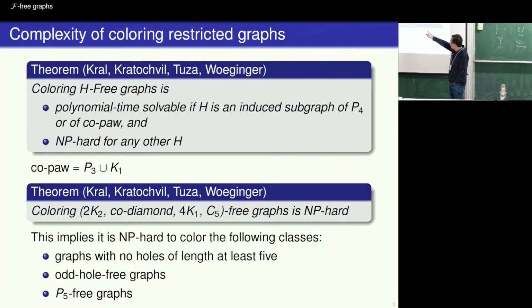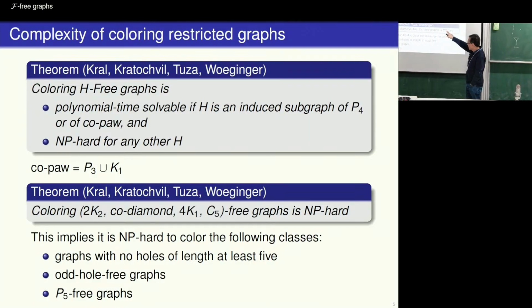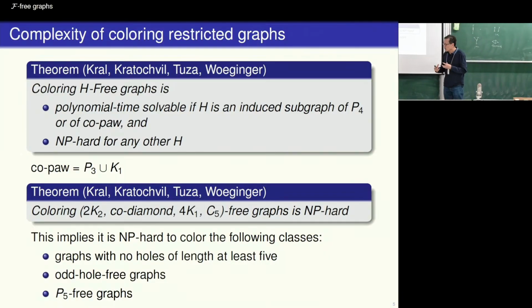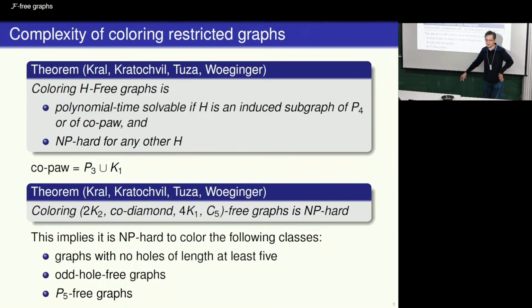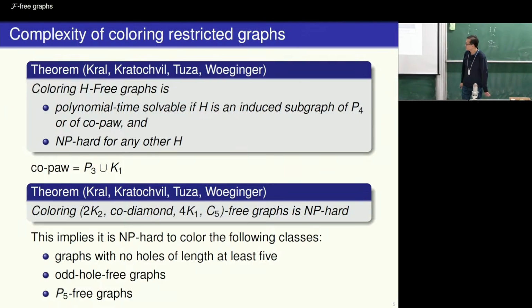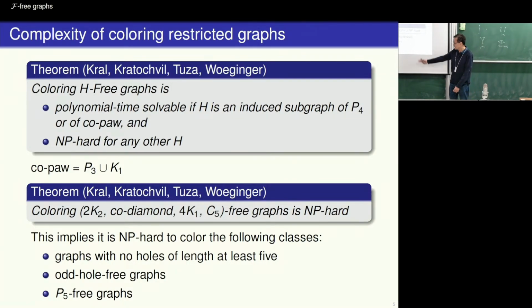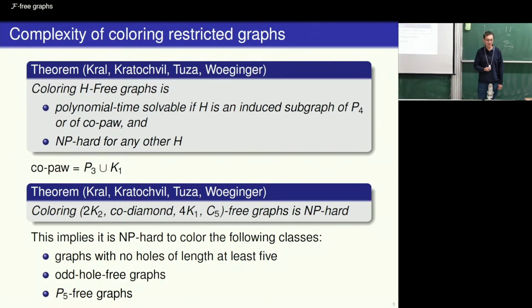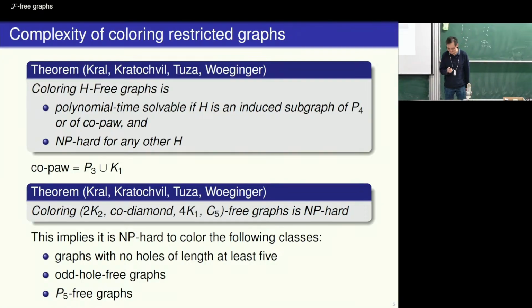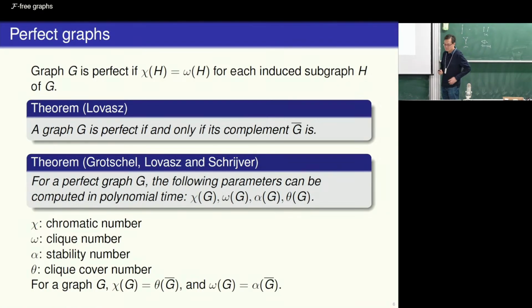But this theorem implies that it is NP hard to color graphs with no hole of length at least 5. A hole is an induced cycle, because if you have no 2K2 and no C5, then you have no C6, no C7, and so on. It's also NP hard to color odd-hole-free graphs, so these are the induced cycles with an odd number of vertices. It's even NP hard to color P5-free graphs. So there's not much we can do, in some sense, but you see, there's still a lot that is nice about it.